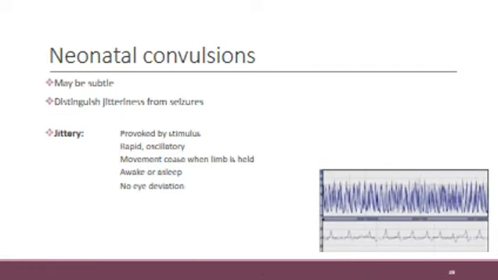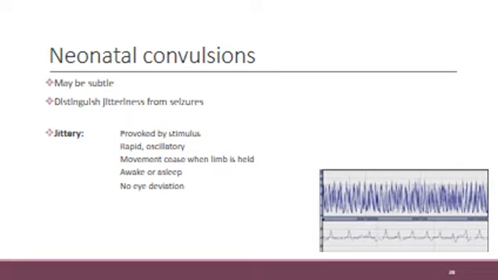Neonatal convulsions, also referred to as fits or seizures, can occur in the neonatal period with an incidence of 5 to 8 out of 1,000 live-born infants. It may be difficult to decide whether a baby is fitting, as the signs are often subtle. It's important to distinguish jitteriness and abnormal movements from seizures. In a jittery patient, it is provoked by a stimulus, and the movements are rapid and oscillatory. The movement of the limb will cease when it is held, and it will not keep ticking away as it would if a patient has a convulsion.